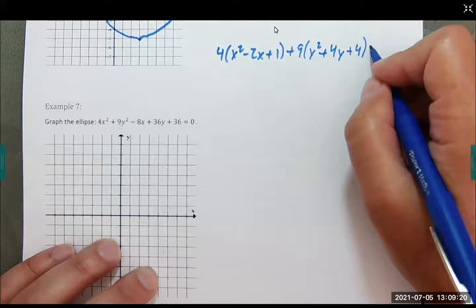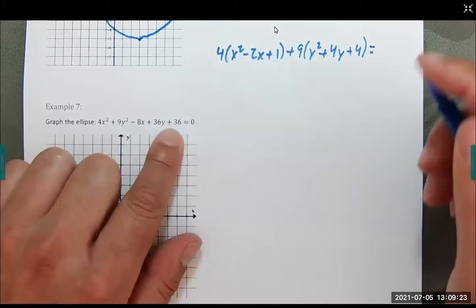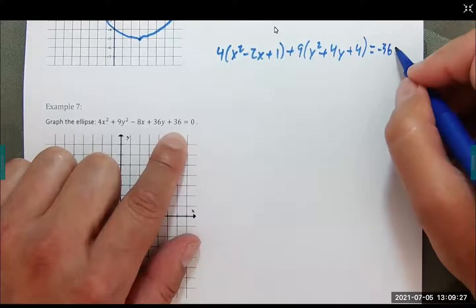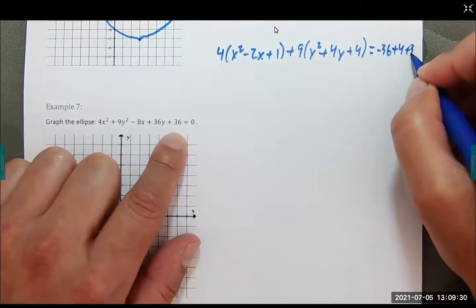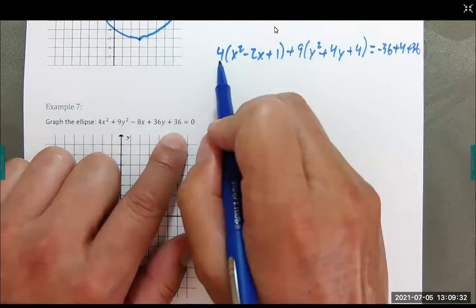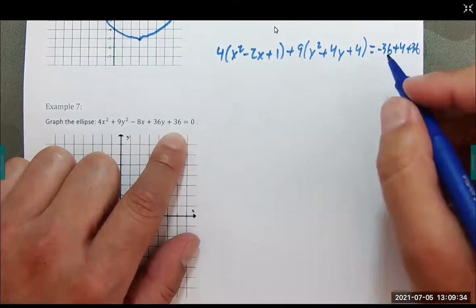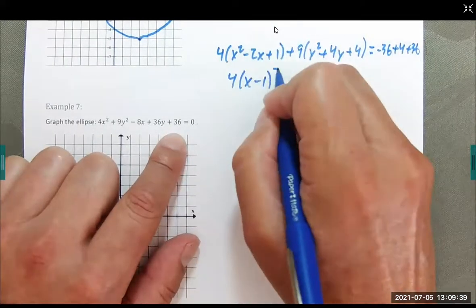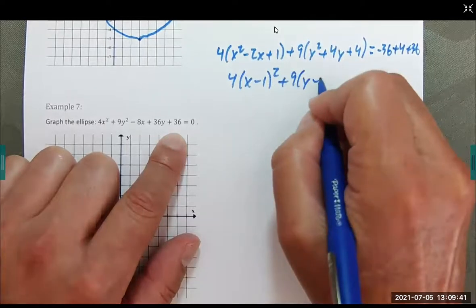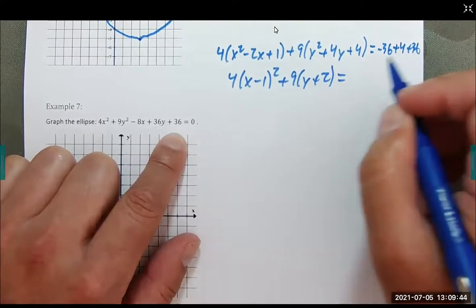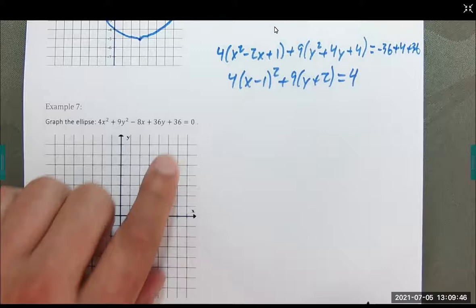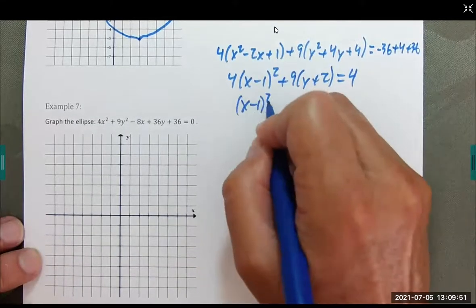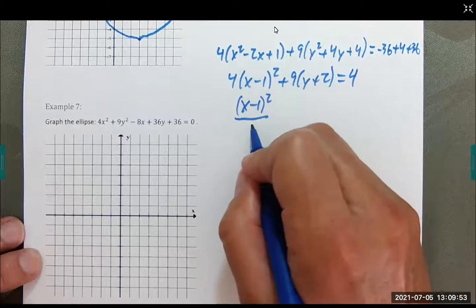So actually what I'm getting, I'm going to move that 36 to the other side of the equation. So -36 plus 4 plus 36, right? Plus 4 plus 36. So in reality, and you can see the 36's go away, we just end up with a 4. If I divide through by 4, I'm just going to emphasize it by putting it over 1.